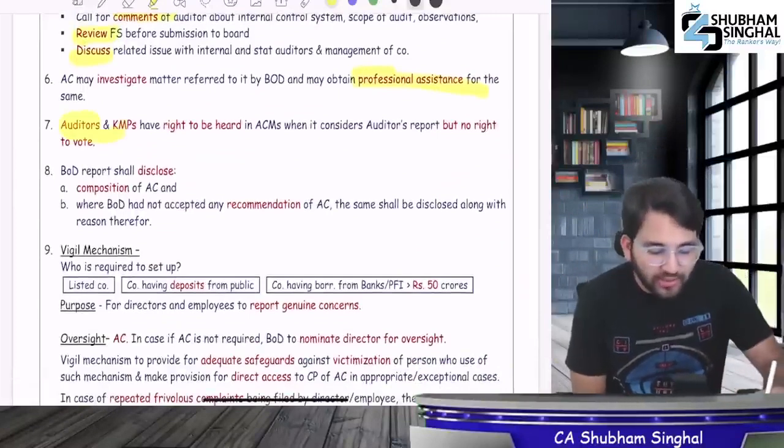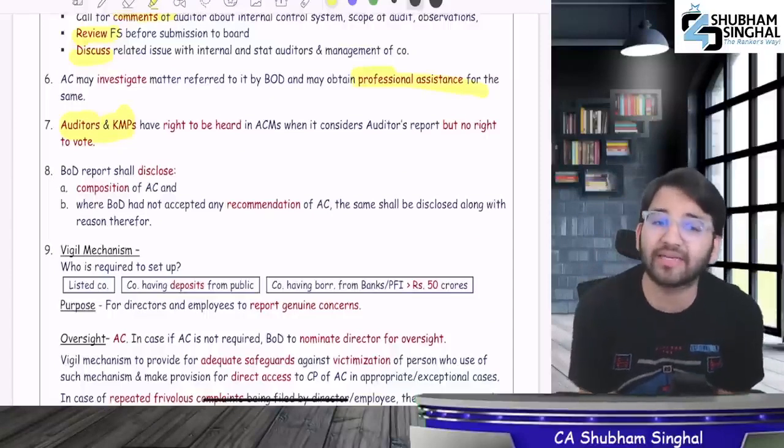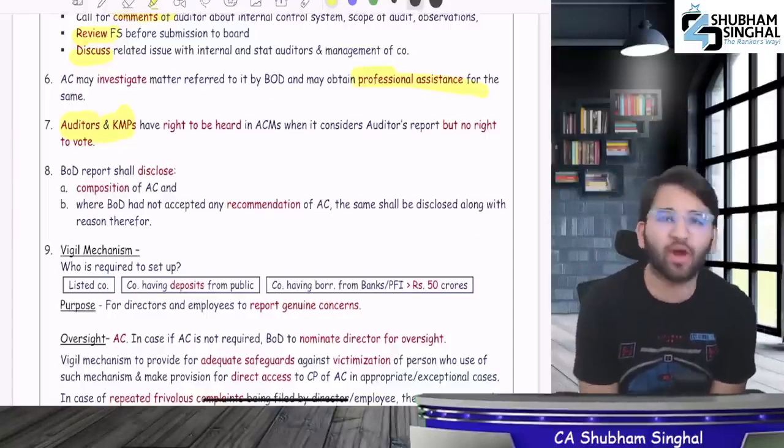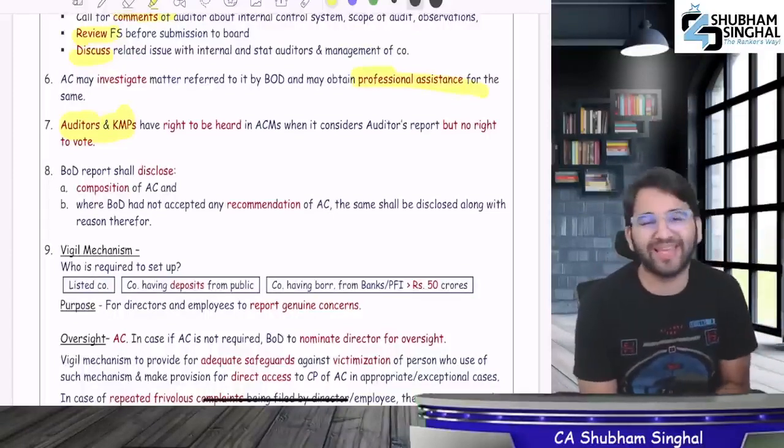Will the auditors of your company and the key managerial person have the right to attend the audit committee's meeting? Yes, they shall have the right to be heard in the audit committee's meeting, but they shall not have the right to vote. They will have the chance to be heard, but not the chance to vote.